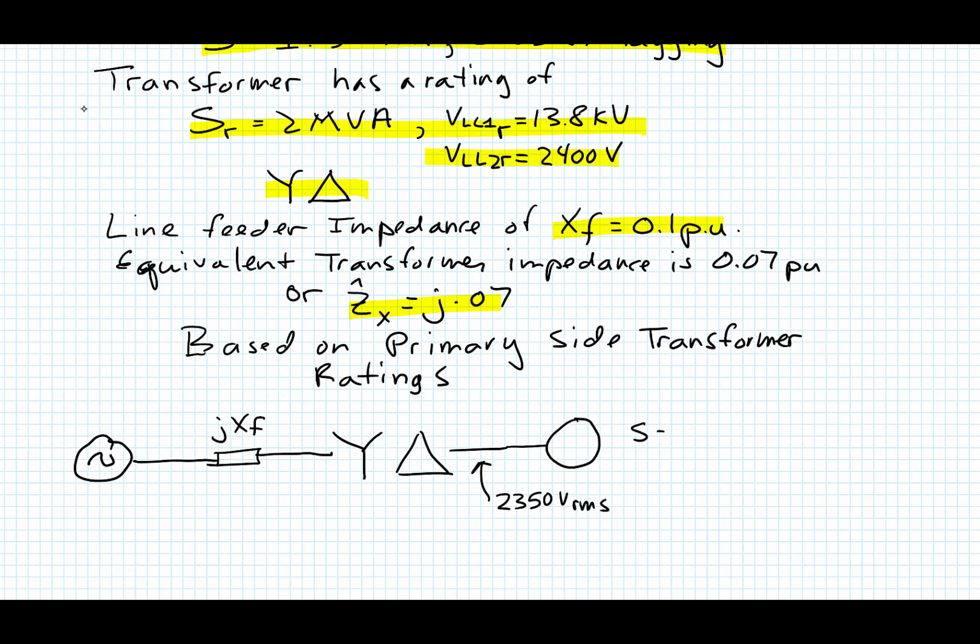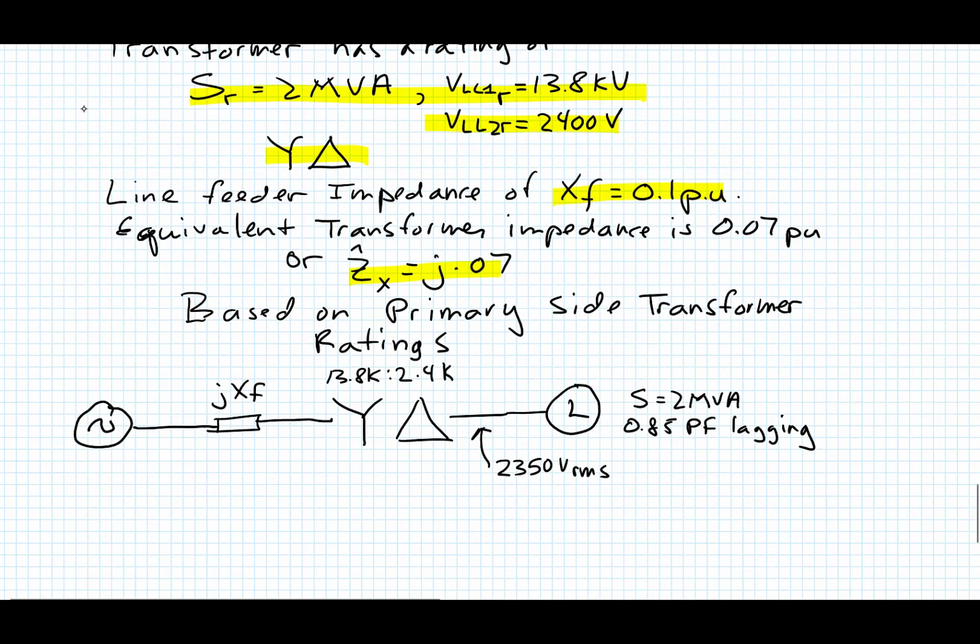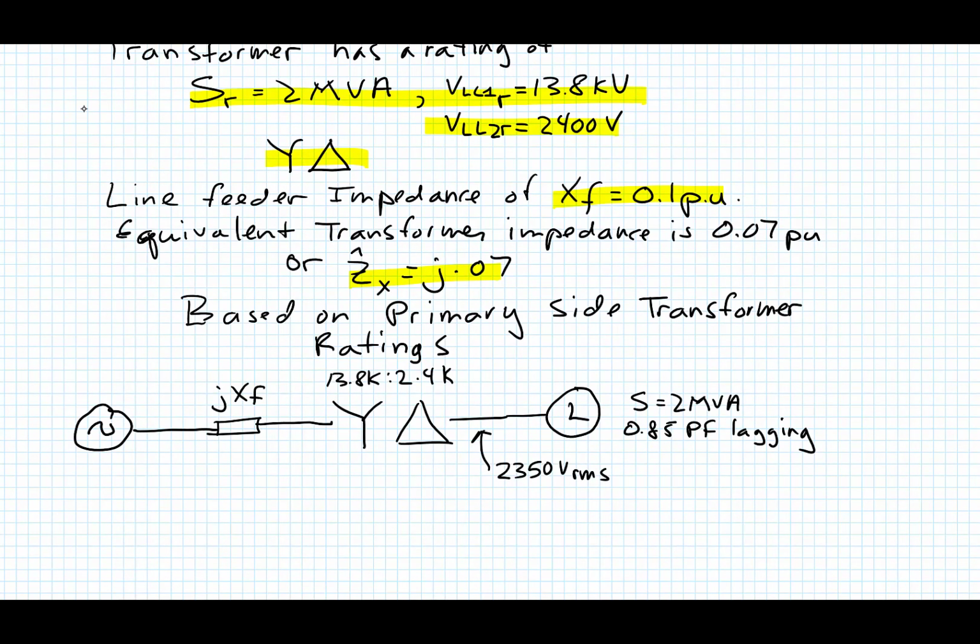The load is S2 MVA, 0.85 aggregate power factor lagging. The transformer is a 13.8 kV to, we can just say 2.4 kV. It has the J.07 per unit impedance, and the feeder is J.1 per unit impedance.